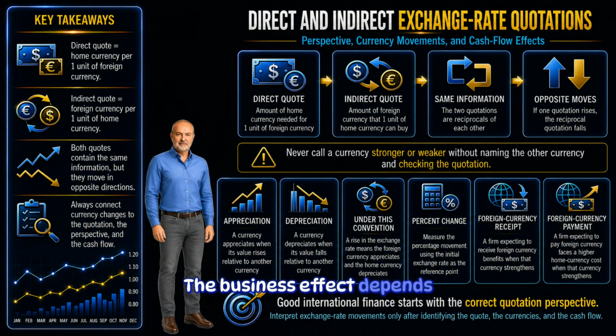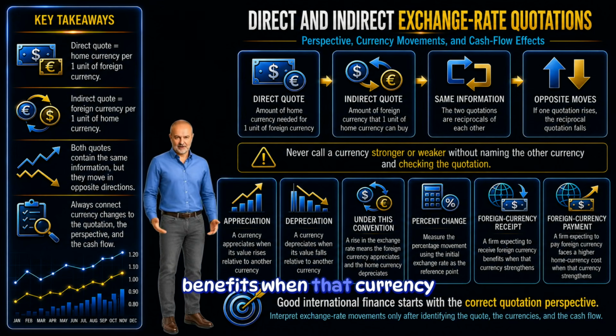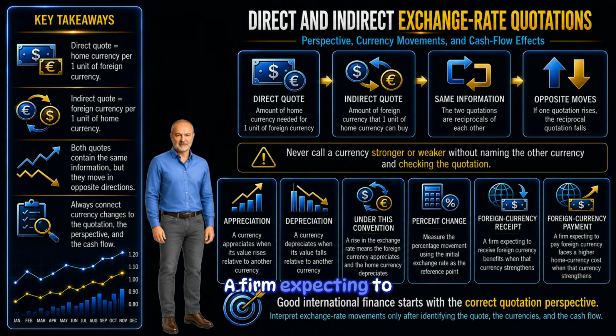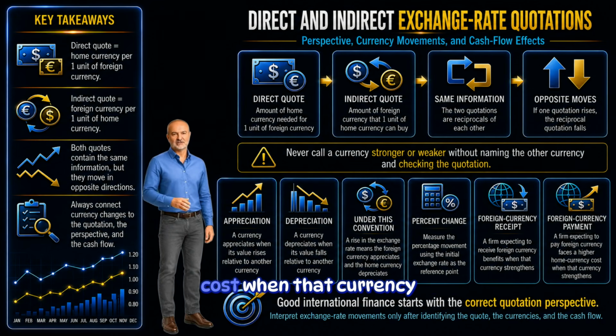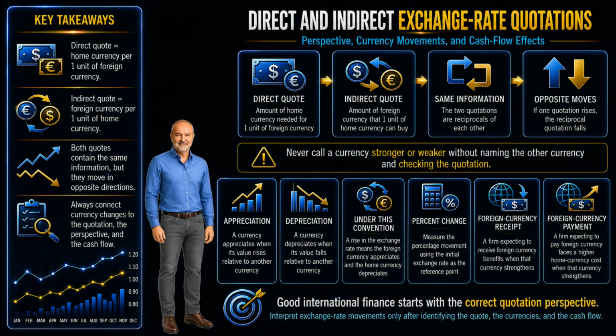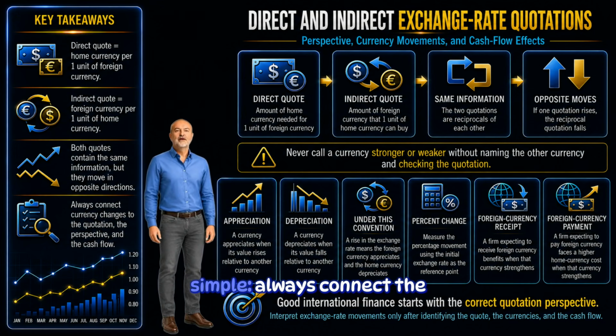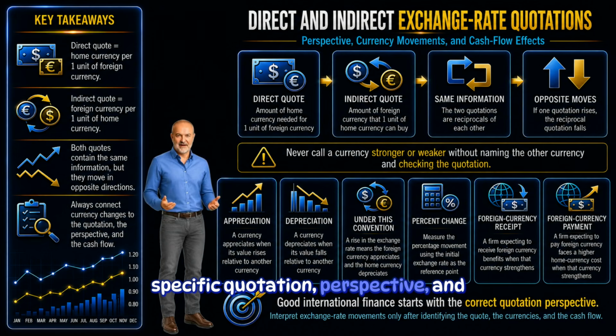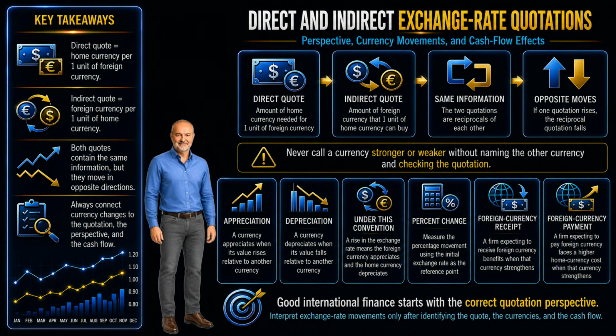The business effect depends on the direction of the cash flow. A firm expecting to receive foreign currency generally benefits when that currency strengthens. A firm expecting to make a foreign currency payment faces a higher home currency cost when that currency strengthens. The central lesson is simple. Always connect the currency movement to a specific quotation, perspective, and cash flow.